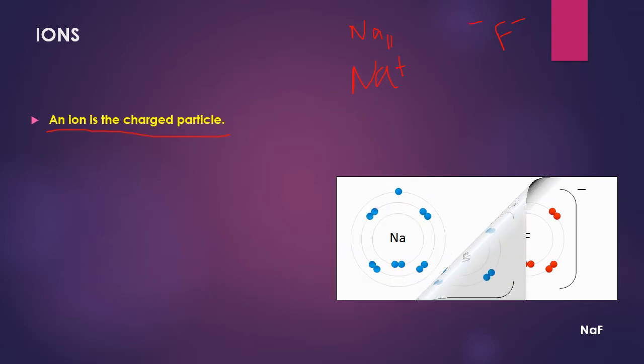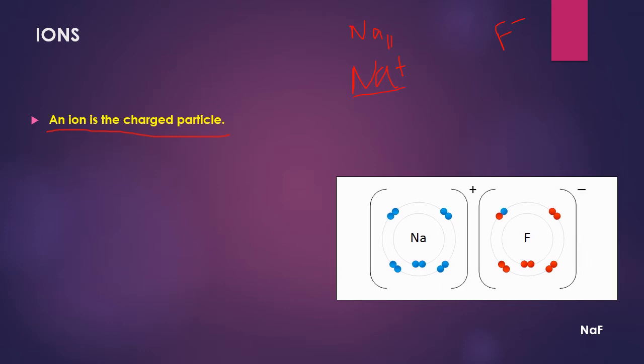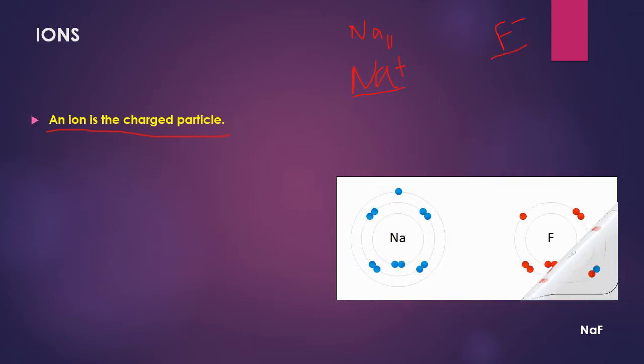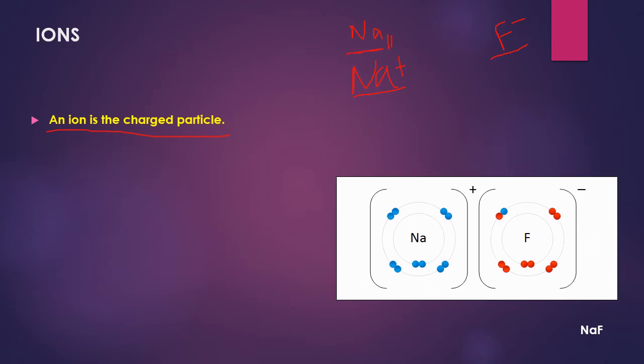Let me erase this, Na was wrong. This was F. Yes. Sodium is giving one electron, so that will become Na plus. Fluorine will accept that electron, that will become F minus. That is positive ion, that is negative ion. An ion is a charged particle. This is a charged particle. Atom is not a charged particle.